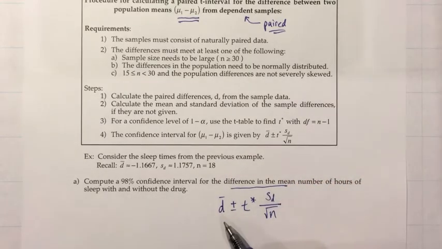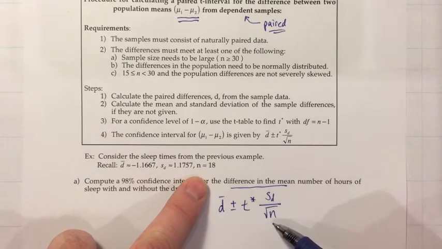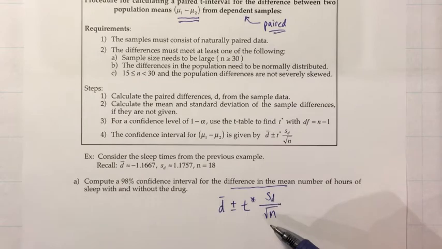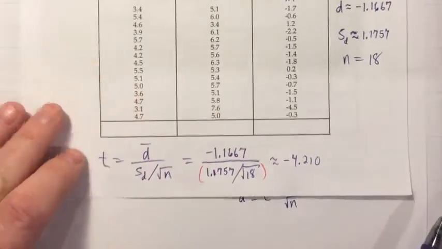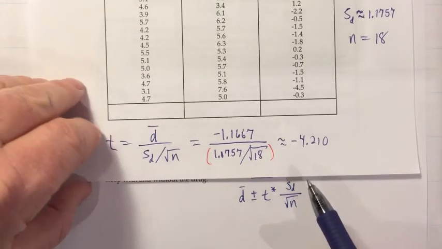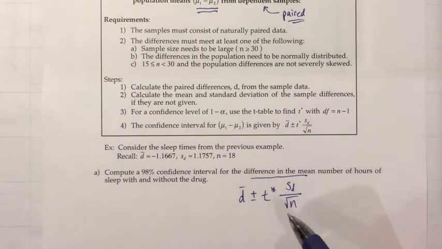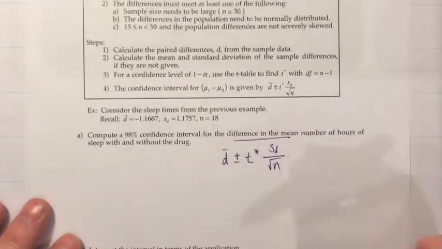So what pieces do we know? We know d bar, we know sd, we know n is 18, and then there's a real temptation, though it's a bad idea, to say, and we also know t, negative 4.210 from the hypothesis test that we did. However, that is not t star. T star is supposed to be connected with this 98% confidence level.